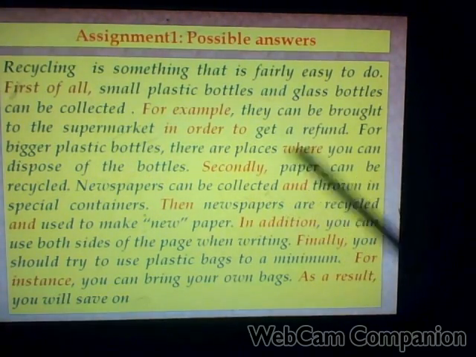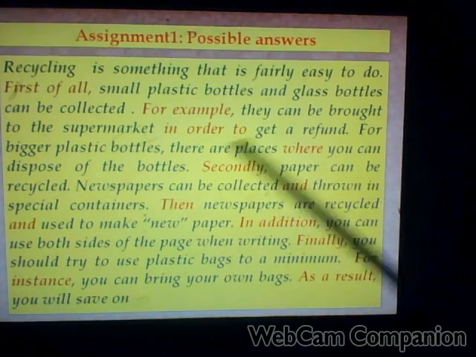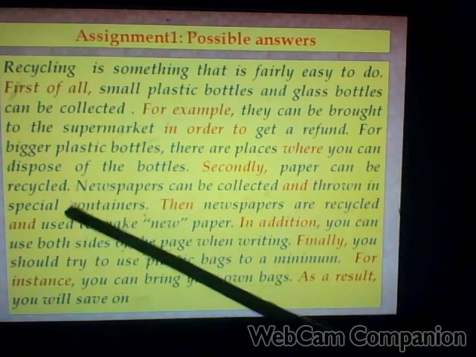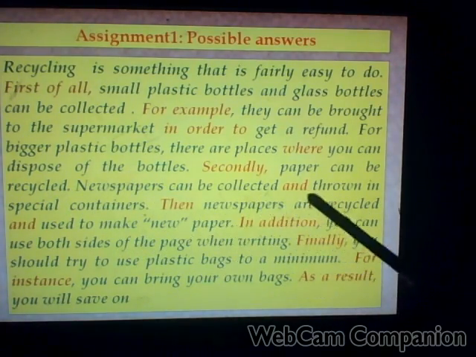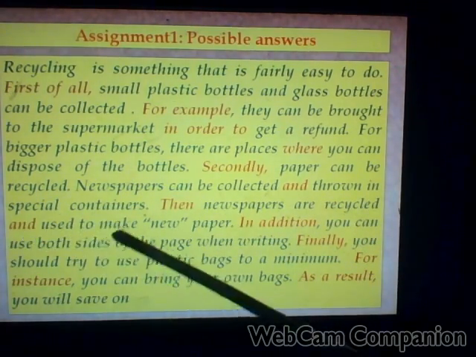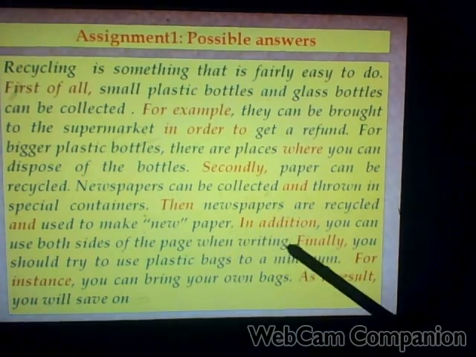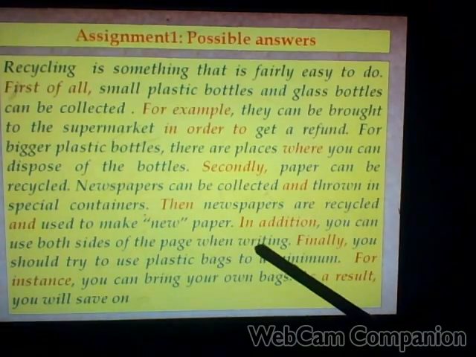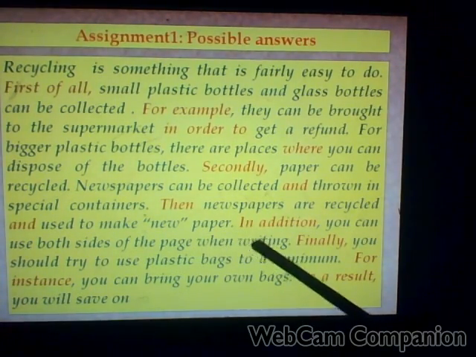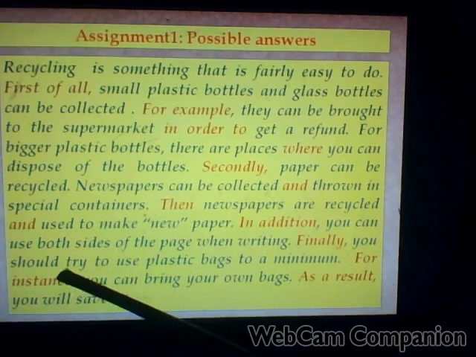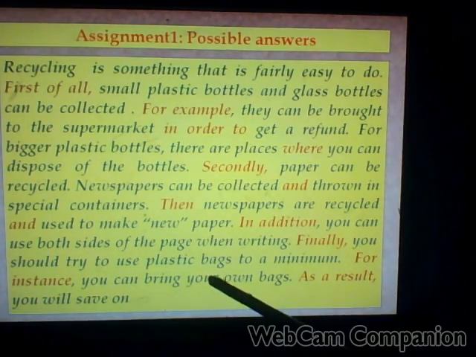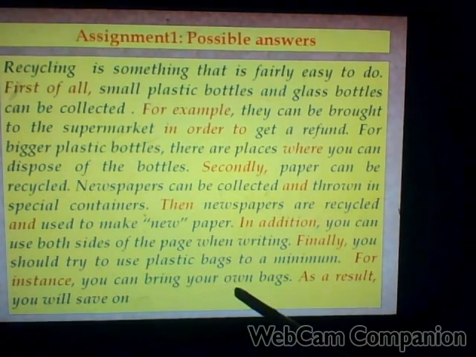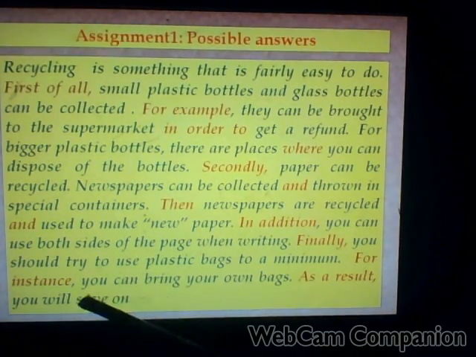Secondly, paper can be recycled. কাগজও রিসাইকেল করা যেতে পারে। Newspaper can be collected and thrown into special containers. Then newspapers are recycled and used to make new paper. In addition, অধিকন্তু, you can use both sides of the pages when writing. লেখার সময় কাগজে উভয় সাইড ব্যবহার করতে পারো। Finally, you try to use plastic bags to a minimum. For instance, উদাহরণস্বরূপ, you can bring your own bags. As a result, you will save the environment.